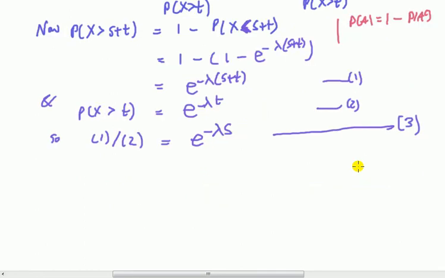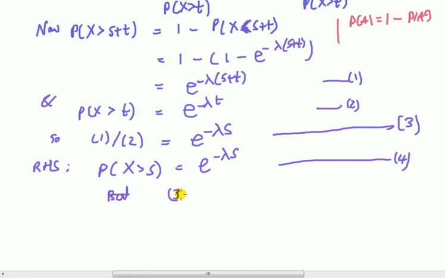And now we've got to look at, so that's the left hand side dealt with. Now the right hand side of the memoryless property, we want the probability that x is bigger than s. But we don't have to do anything because it's of this form, so it's e to the minus lambda s. Let's call it 4.